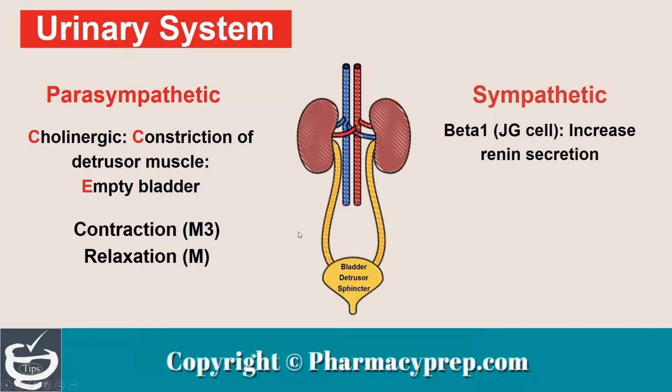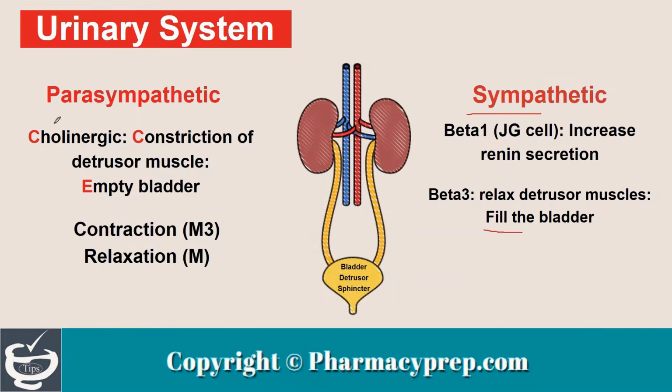Whereas the sympathetic increases renin secretion, which is on the beta 1 receptors in the JG cells, also known as juxtaglomerular cells, and also beta 3, which is not very common, but beta 3s are present on detrusor muscles, which helps filling the bladder. Sympathetic fills the bladder, parasympathetic empties the bladder. Those two are mnemonics for sympathetic: relax detrusor muscles and fill the bladder, and also renin secretion by the beta 1.